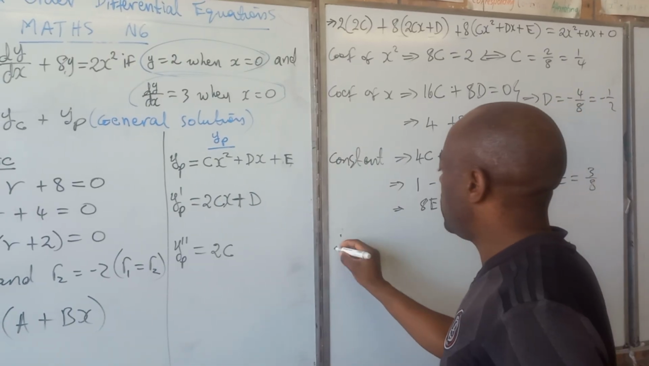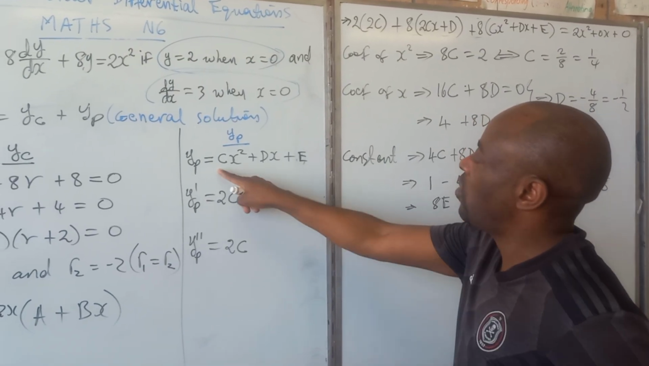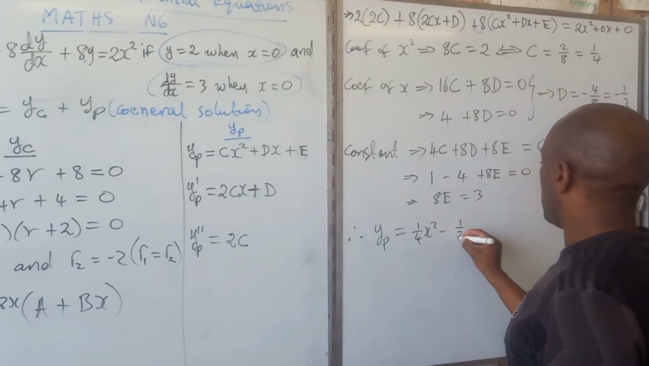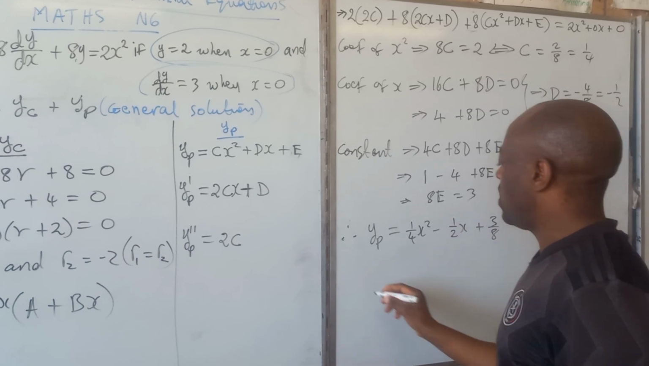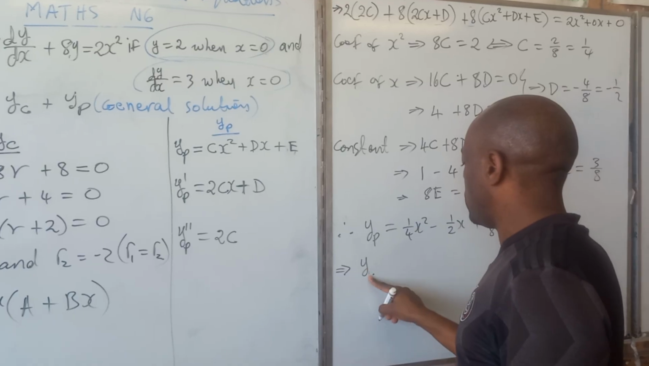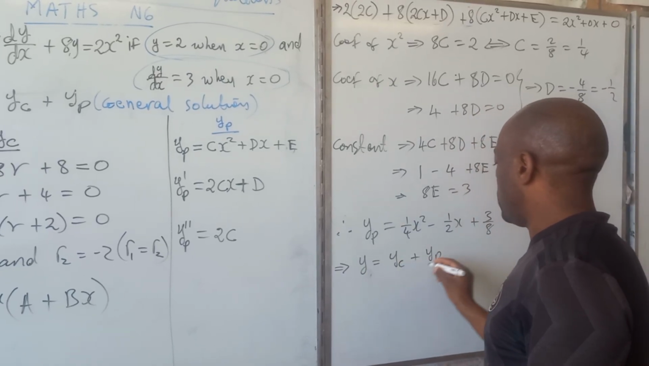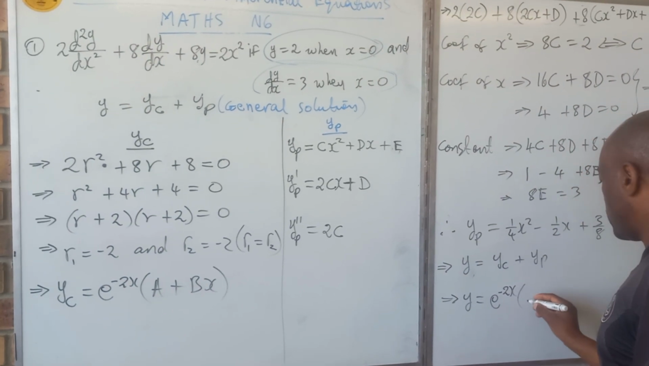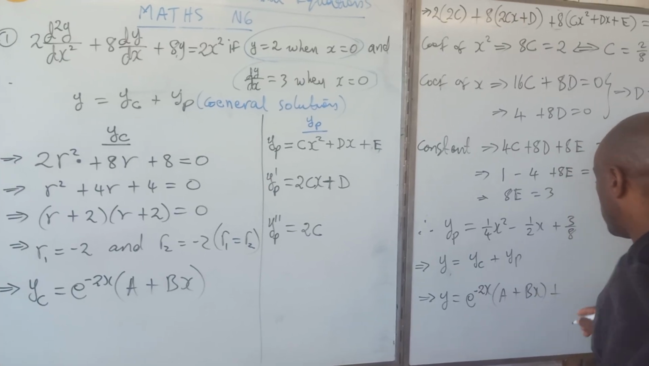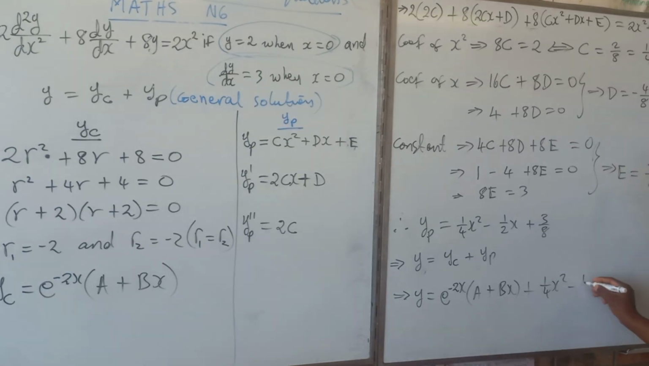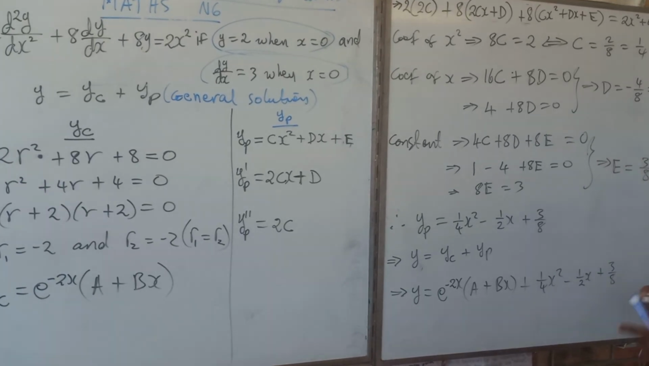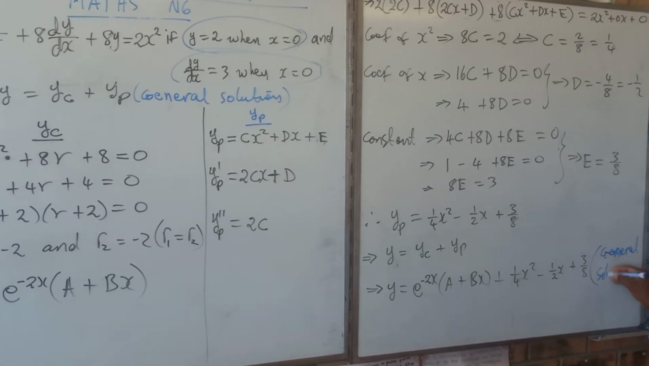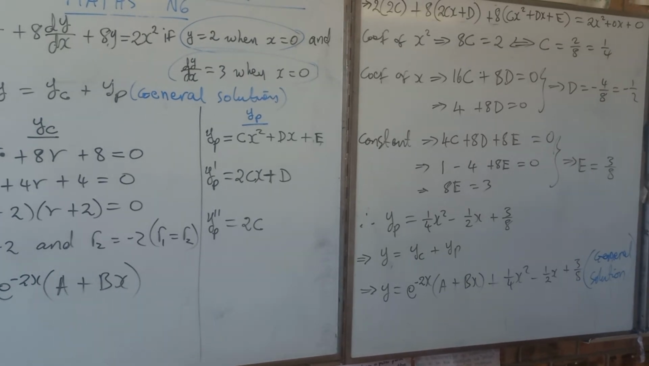So now that we know the c, d, and e, it means we now know our yp. Our c is 1 over 4 x squared. Our d is negative a half x. Our e is 3 over 8. And this can also show to us that we can now write our general solution, which is yc plus yp. And that means we've got e to the power negative 2x in bracket A plus Bx, plus 1 over 4x squared minus 1 over 2x plus 3 over 8. So this is our general solution. So that's what we call our general solution.